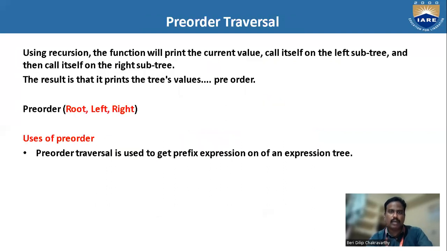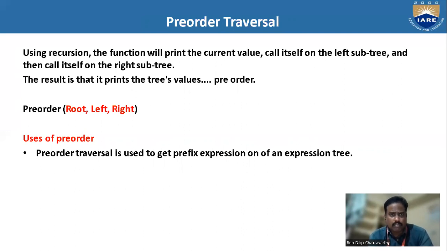Next is pre-order traversal. Pre-order traversal means the root is present at the beginning. The order is root, left, right. Here also we are applying the same technique. We will be using recursion only. First we'll go to the root, then to the left. For the left subtree again we'll have root, left, right. We'll apply recursion and do the same pre-order procedure.